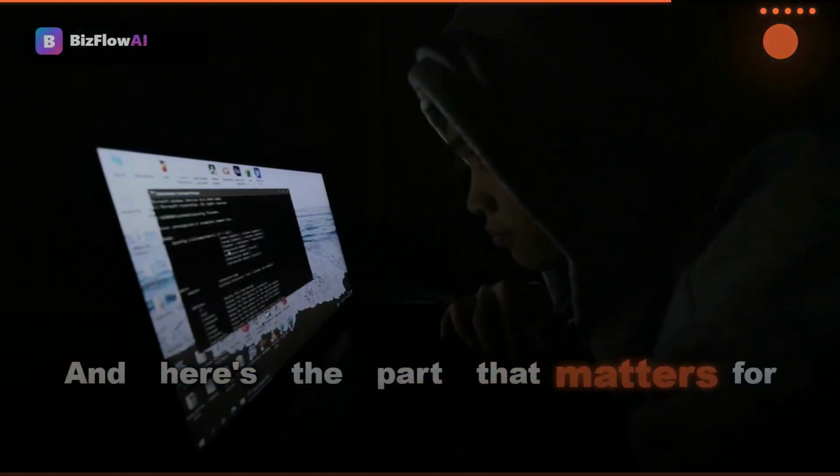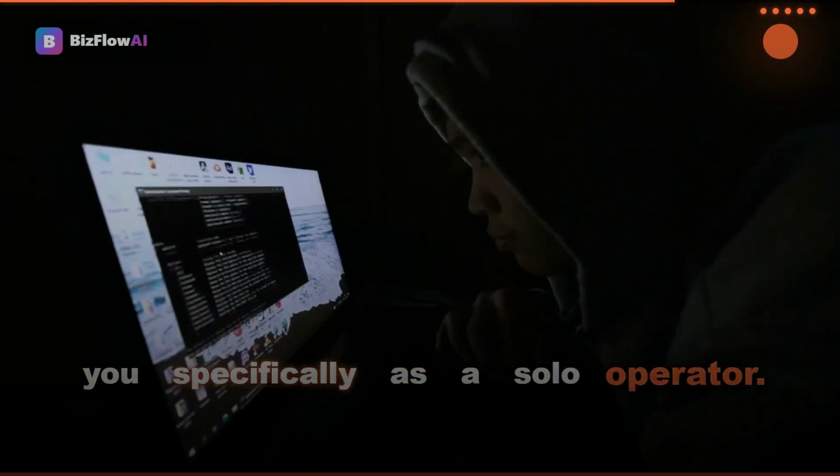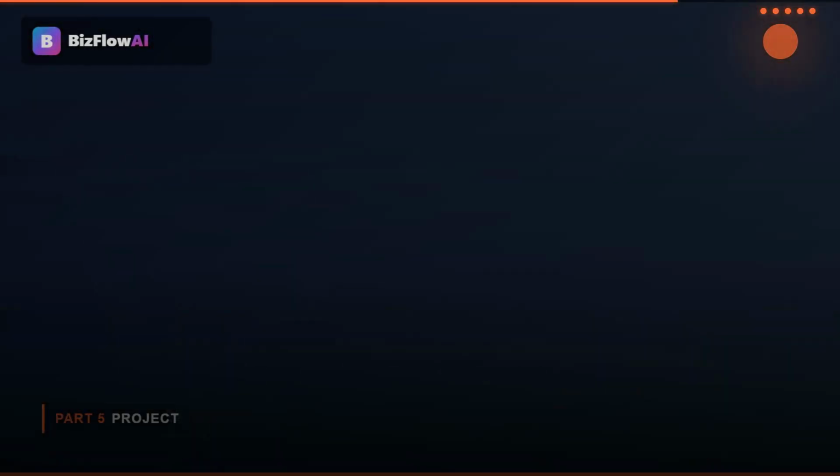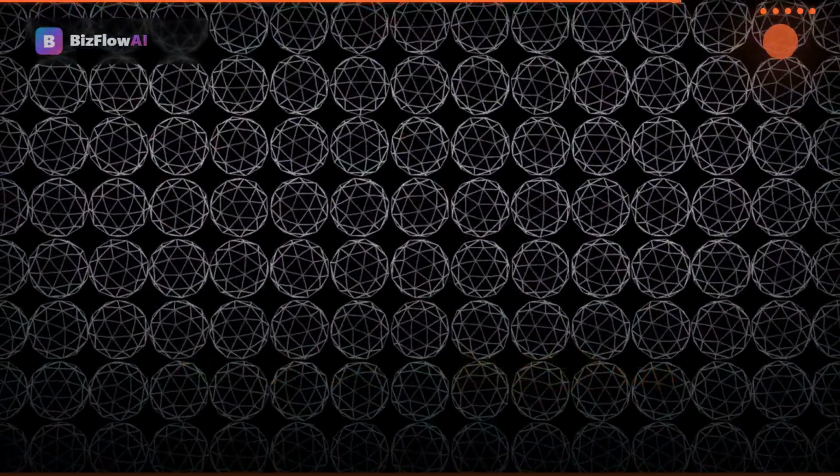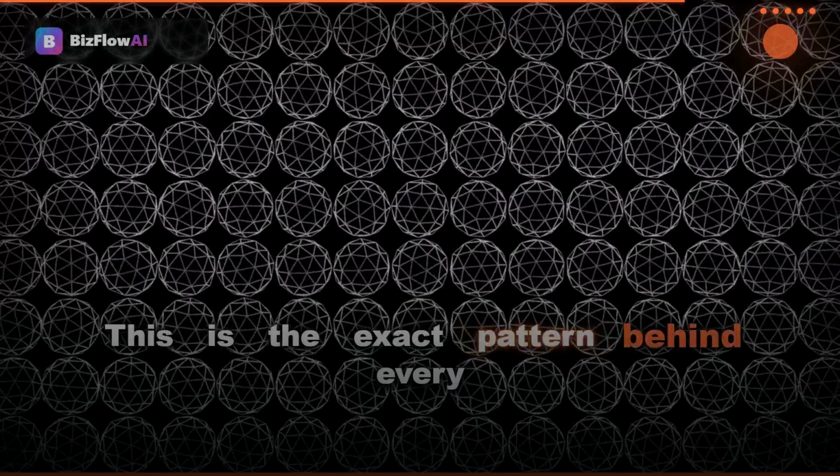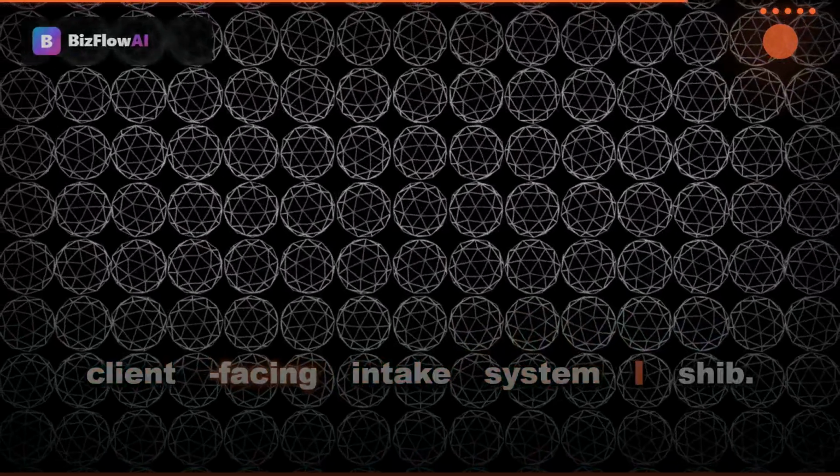And here's the part that matters for you specifically as a solo operator. This is not a course project. This is not a tutorial toy. This is the exact pattern behind every client-facing intake system I ship.